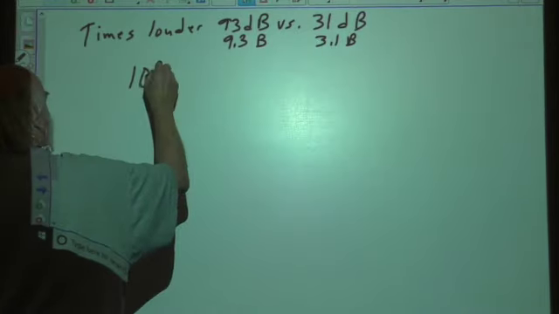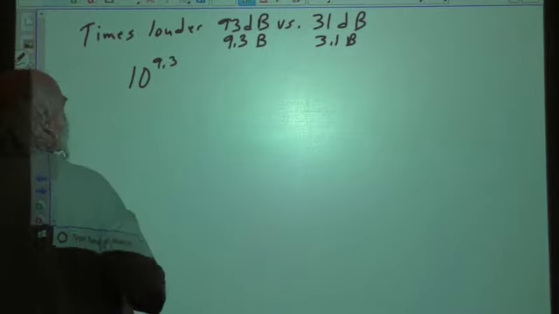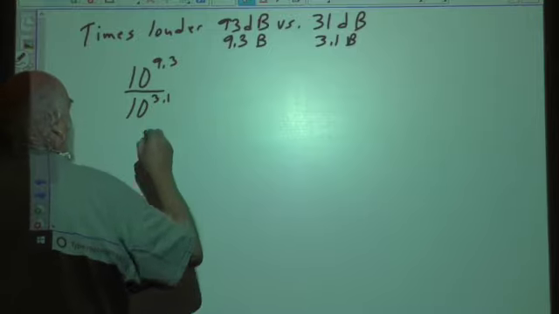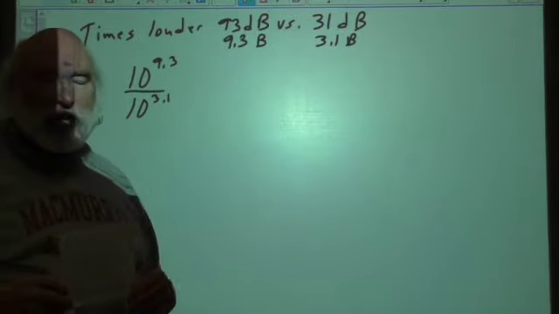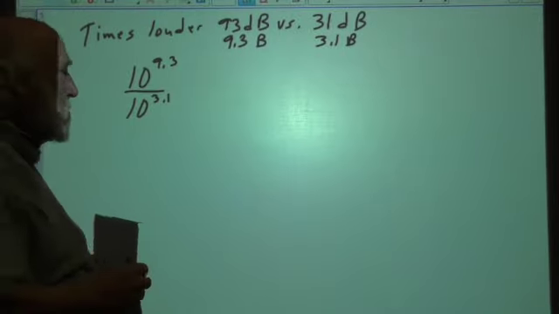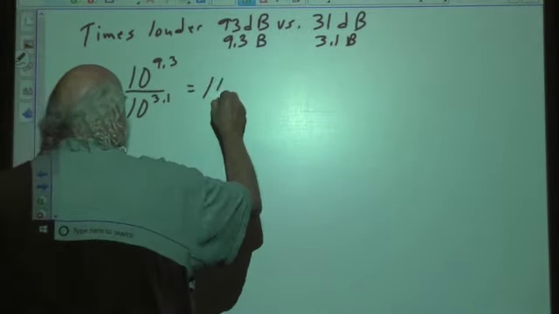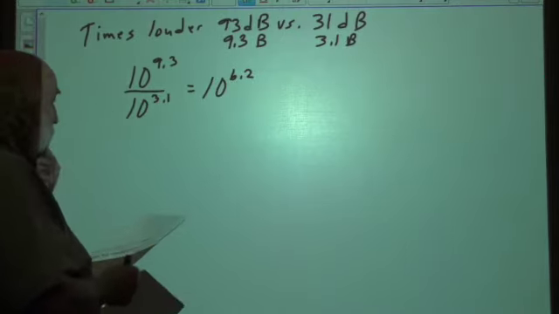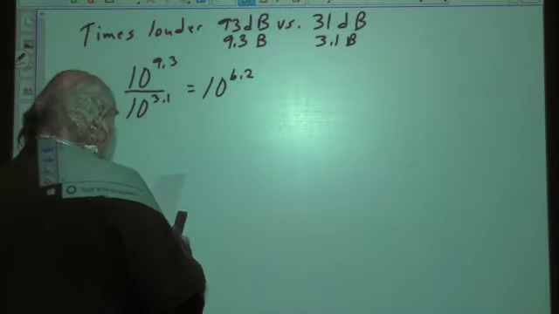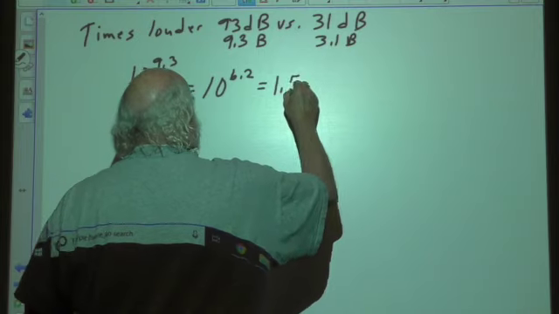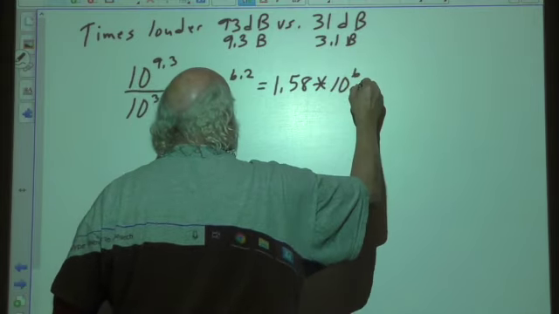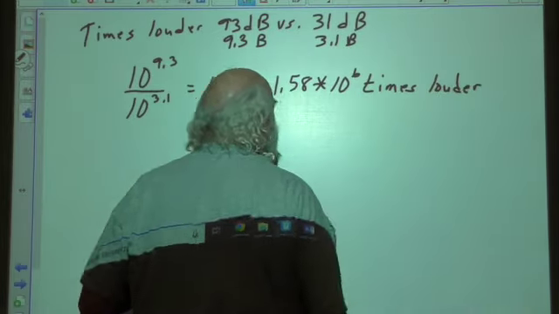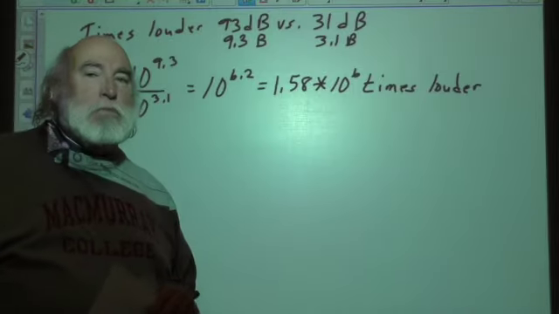So you want to know how many times louder it is, so take 10 to the 9.3 and divide by 10 to the 3.1. Well, what do you do with the exponents of numbers that are dividing at the same base? Yeah, you subtract them. So that becomes 10 to the 6.2 power. So you plug that into your calculator, 10 caret 6.2, and it turns out that it's 1.58 times 10 to the 6th times louder. It's not 3 times louder, it's 1.5 million times louder.